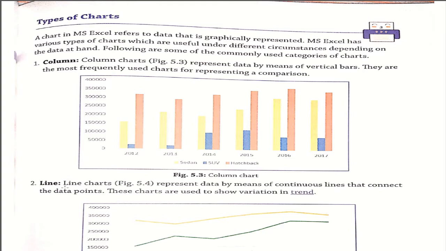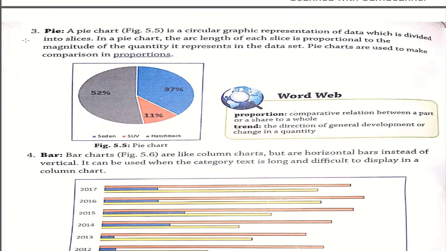Okay, next is a line chart. A line chart represents data by means of continuous lines that connect the data points. You can see that two lines are being connected through what? Line chart. This type of chart is known as what? Line chart.